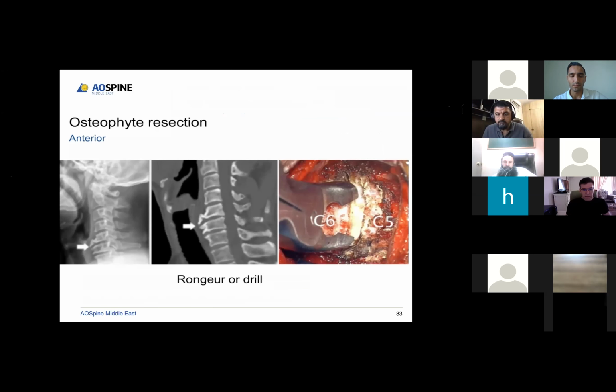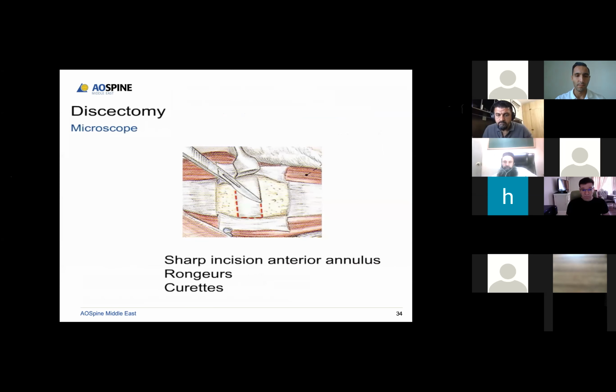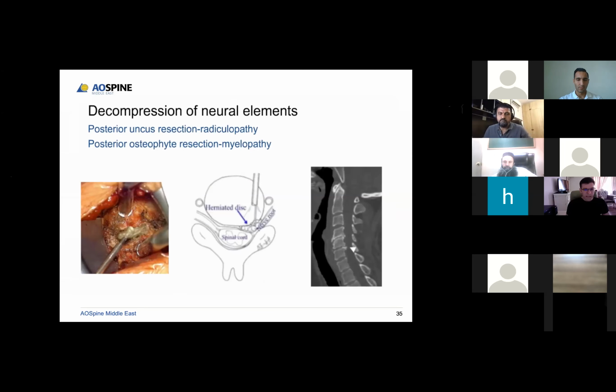Osteophyte resection is also something which is very important in arthroplasty, less important in ACDF. What I mean is an anterior osteophyte. Usually I use the rongeur or drill to remove these osteophytes. Then I use the sharp knife to cut the annulus, then curettes and rongeurs to prepare the endplates.